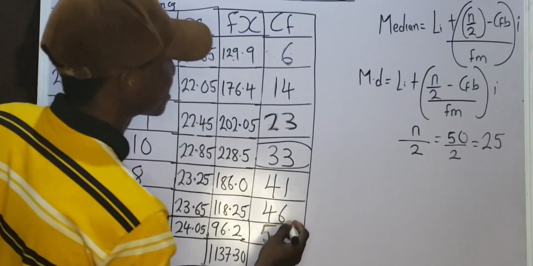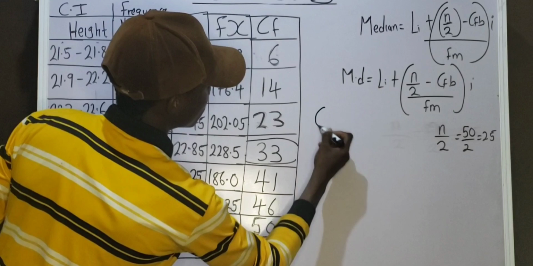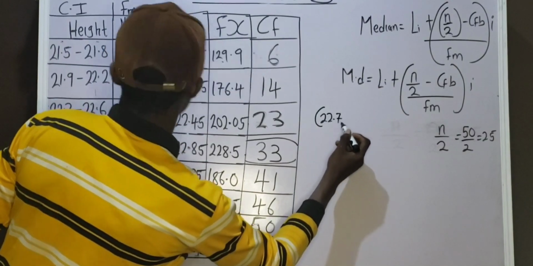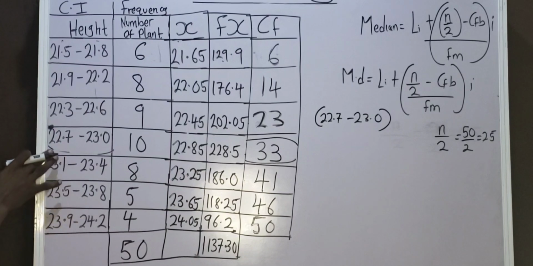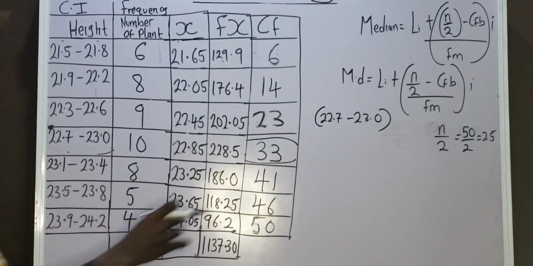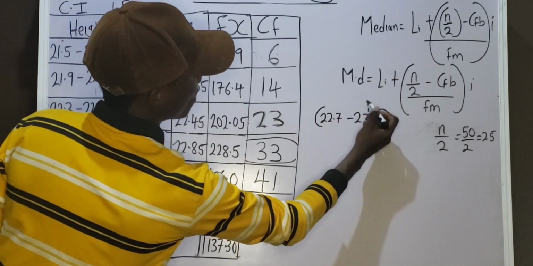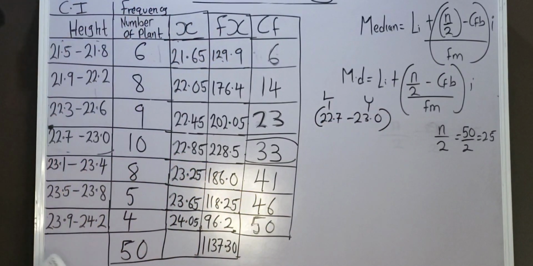Let me write out the class interval of the median class. The class interval of the median class is 22.7 - 23.0. Do you understand? So this is the upper class interval, and this is the lower class interval. You understand? So let us get the class boundary.